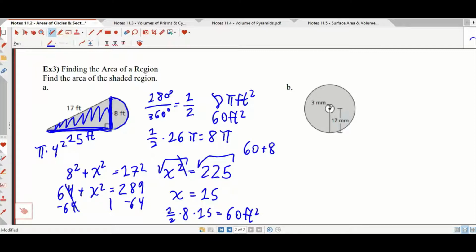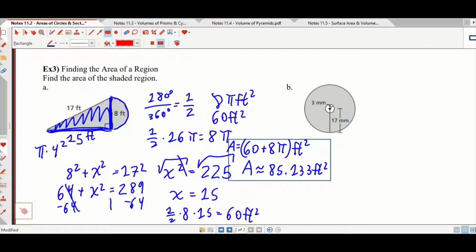And then we're going to add the 8 pi. That is the exact area. As for the approximate, I'm going to go ahead and do 60 plus 8 times pi, which is about 85.133 feet squared.